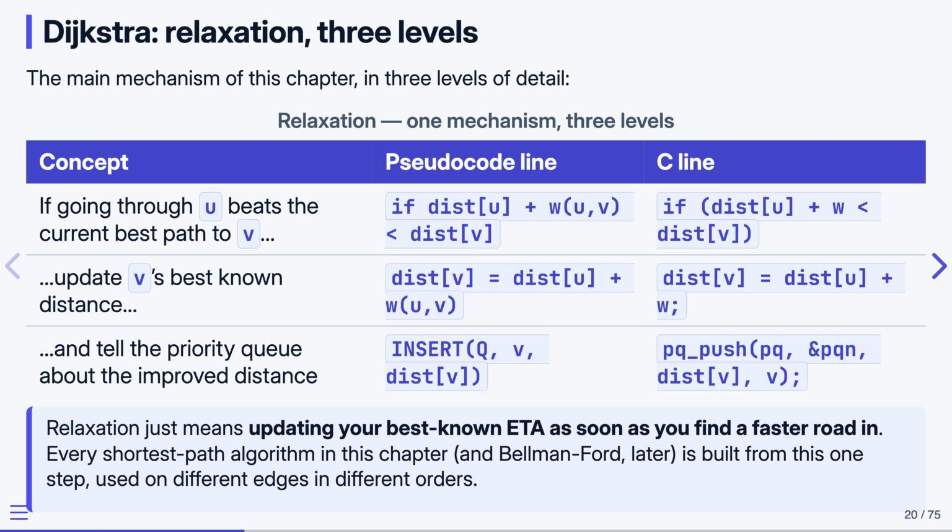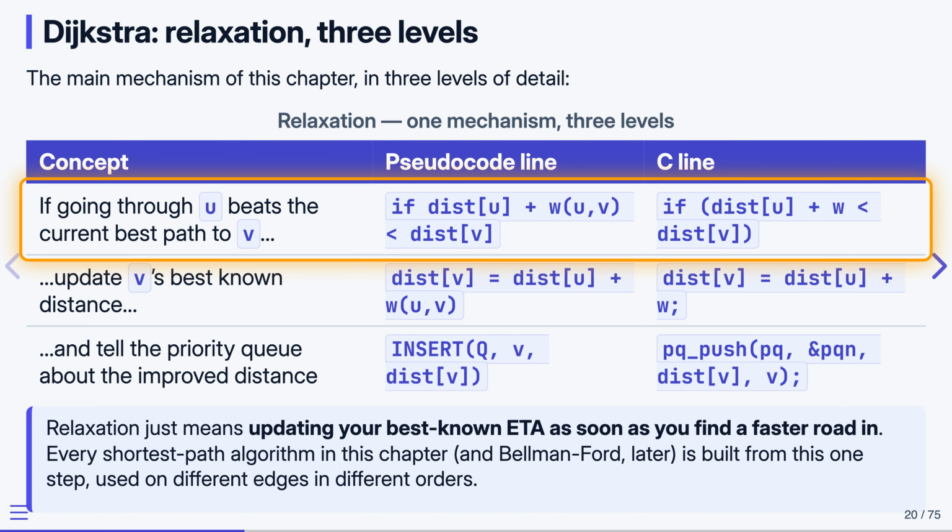Relaxation is the main mechanism of this whole chapter. Let's see it at 3 levels of detail, all in one table. First, the idea. If going through U gives a shorter path to V than we knew, we act. In pseudocode, if dist at U plus the weight of edge UV is less than dist at V, the C line is the same test.